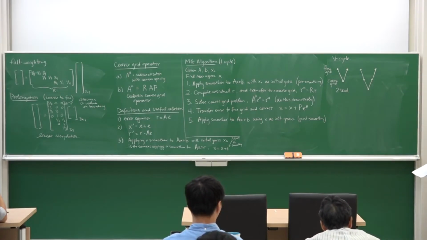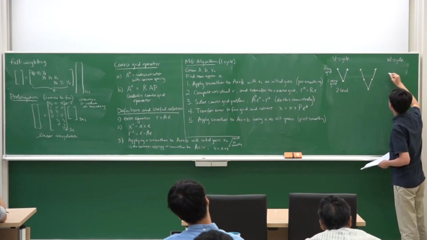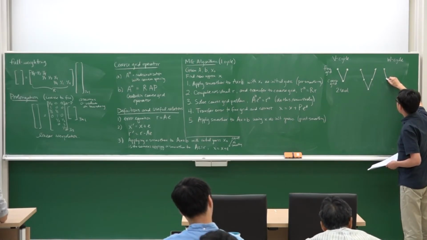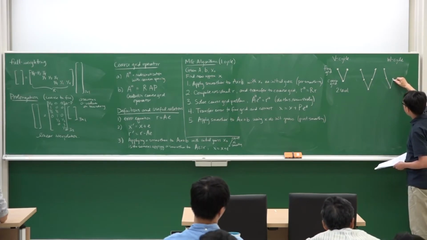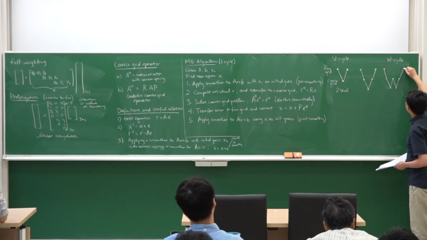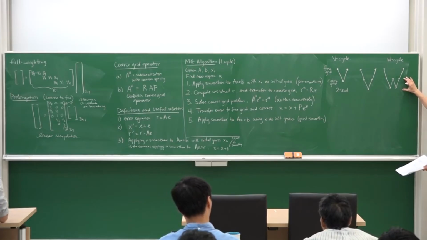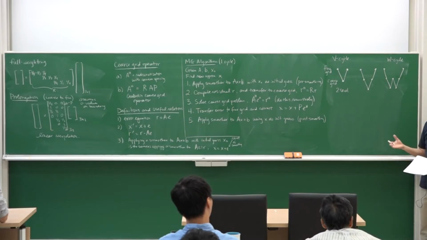Okay? Besides V cycles, there are other cycles. One is called a W cycle. So you start at a fine grid point, go down, go down, go up. But instead of going back up, you go down again. And you make this thing that looks like a W. This cycling spends more time on the coarse grids. It may be cheaper to spend time on the coarser grids because they're smaller.